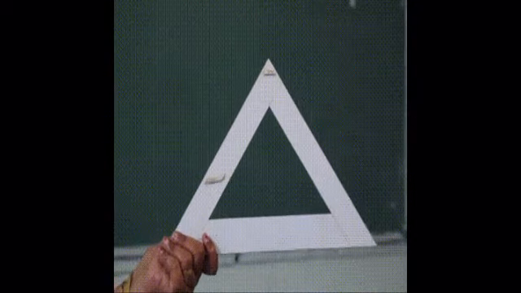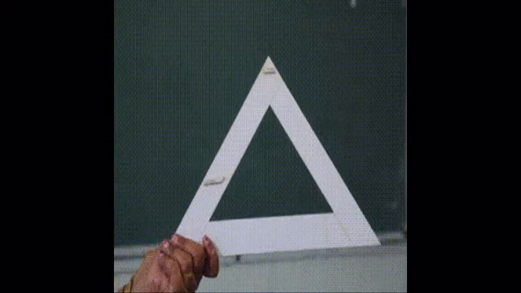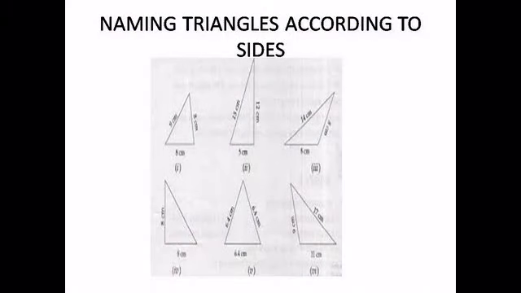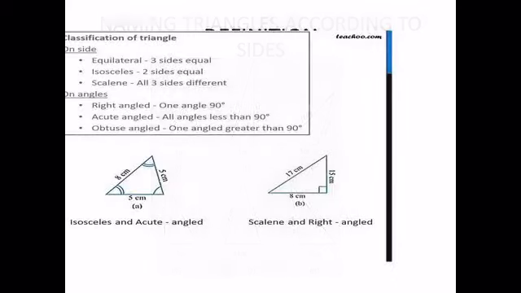In a triangle, if one angle is obtuse and the other two are acute, it is called an obtuse angle triangle. So we are getting the sixth category naming. According to angles, we can divide the triangles into three categories. One is acute angle triangle. All three angles are acute.